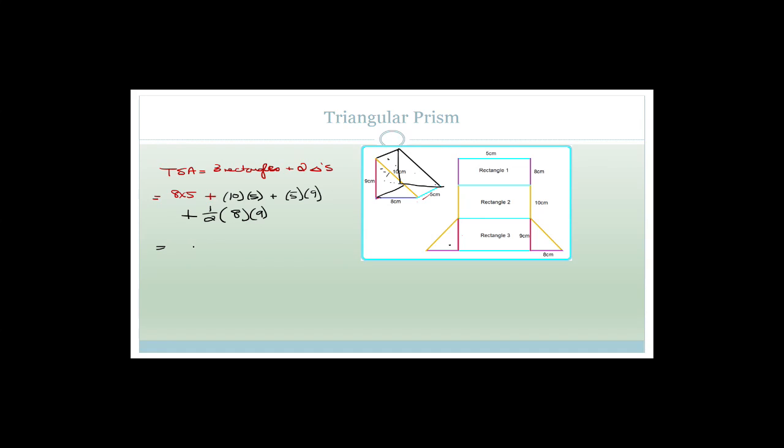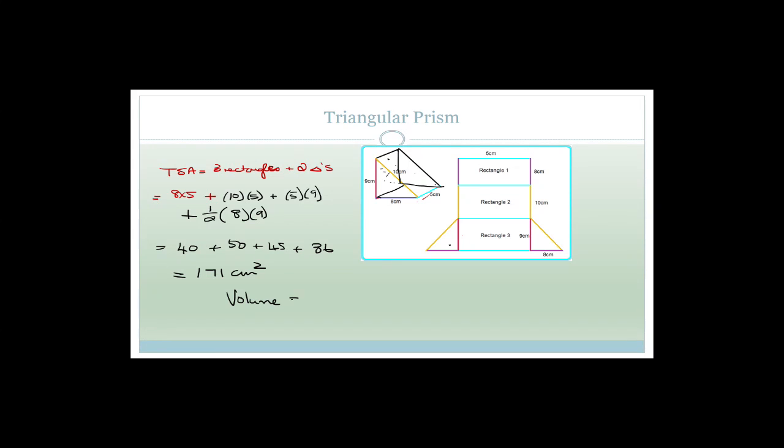So 8 times 5 is 40, plus 10 times 5 is 50, plus 5 times 9 is 45, plus 8 times 9 is 72 divided by 2 is 36, which is going to be 171. So this is 171 centimeters squared. That is the total surface area. It is 171 centimeters squared. Now let's talk about the volume.